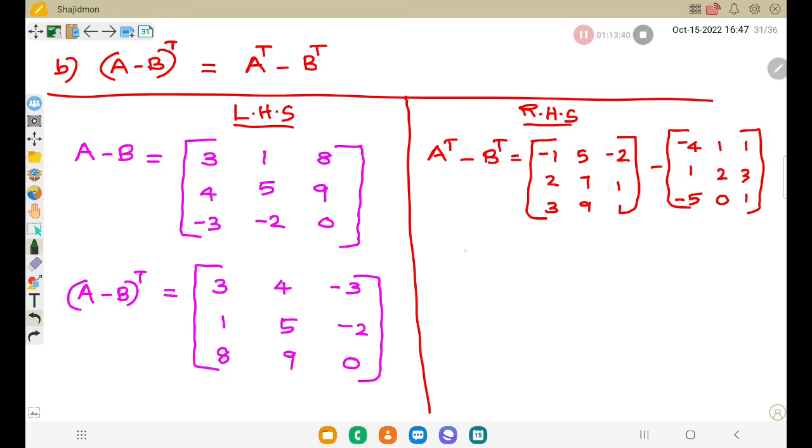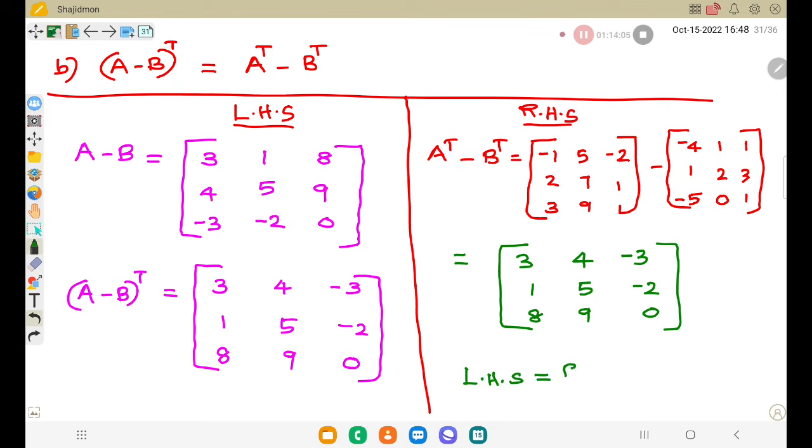Now, with the subtraction of these two matrices: minus 1 minus minus 4, minus 1 plus 4, that is 3, 5 minus 1, 4. Like this you can complete all, and you will get the same matrix, correct. So we have the left hand side same as the right hand side. This is the idea in the second part. I hope you understood this question. Now the third part of the question.